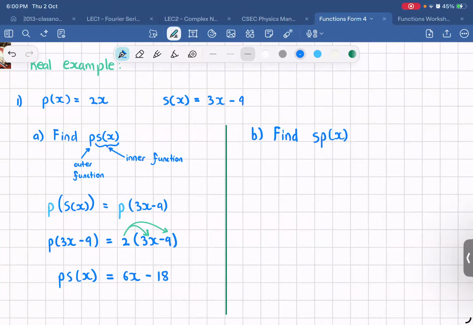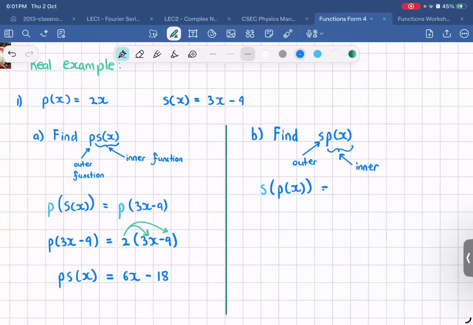SP of x. So if we do that, what is the outer function now? If I have SP of x, what's the outer function now? S. Right? S is the new outer function. This is the outer. And P of x, that's the inner. So what this means is we're going to put P of x into S. Another way to think about it is S, and in brackets, P of x.